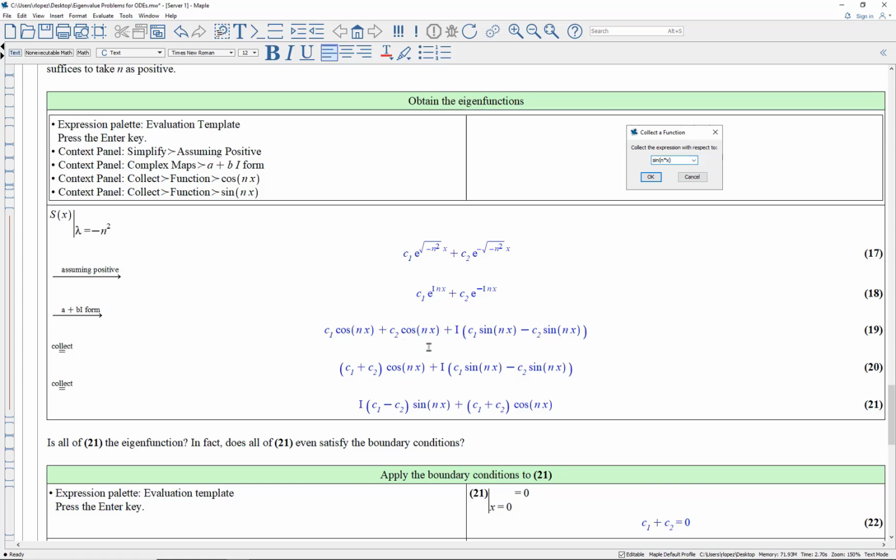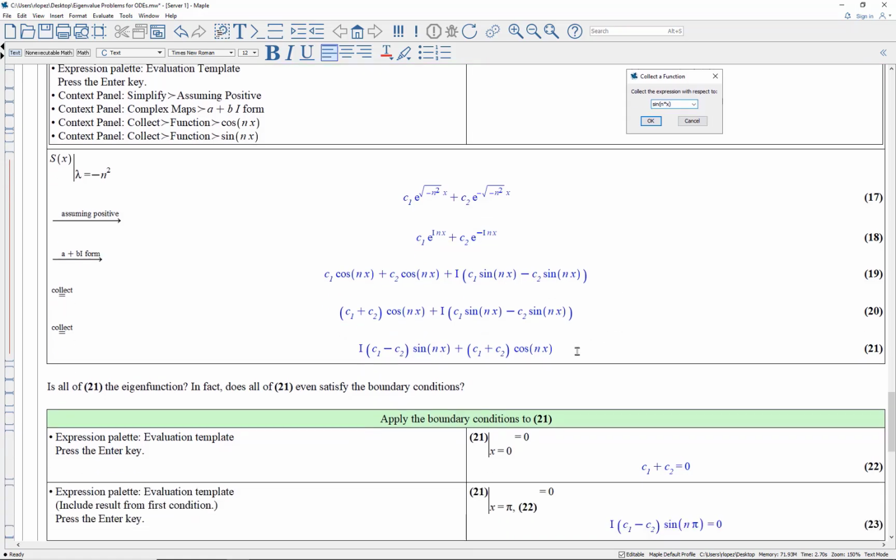We need to collect the cosine terms. We need to collect the sine terms. It's a factoring operation. So when you go to the context panel and select collect, this dialog box opens. You have a drop down. You collect with respect to sine. Then you have to go back and collect with respect to cosine. And so finally you get the general solution in this form. The question is, what happens when you apply the boundary conditions to this form?